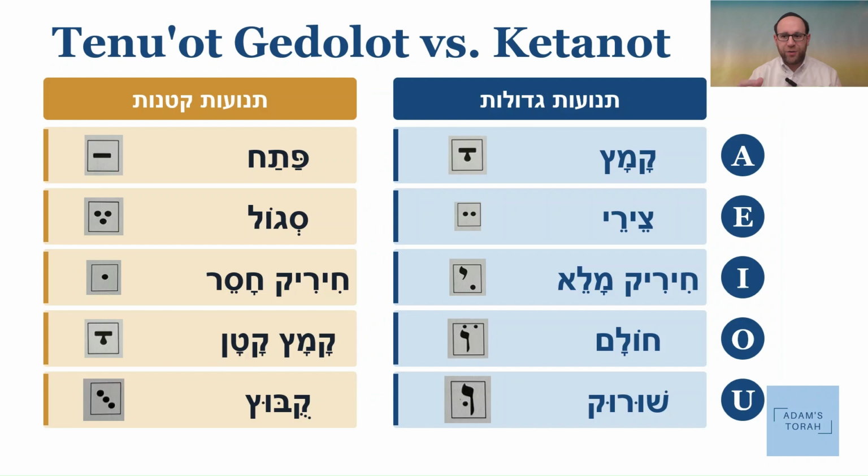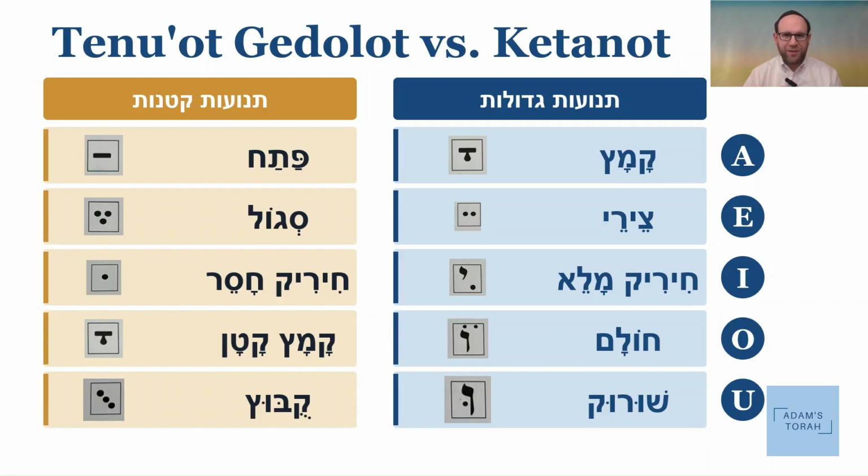So looking at the screen, you could see how there are two columns here. There's the blue column, which is the Tenu'ot Gedolot, or the long vowels. And there's the yellow column, which is the Tenu'ot Ketanot, or the short vowels. And you could see they're lined up by A, E, I, O, U. We have a similar grouping. So the A group, you have a kamatz, which is an A sound, is a Tenu'ah Gedolah, a long vowel. And you have a patach, which also makes an A sound, and that is a Tenu'ah Ketanah.